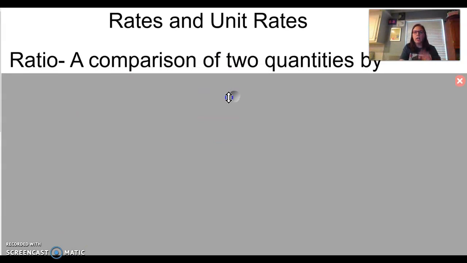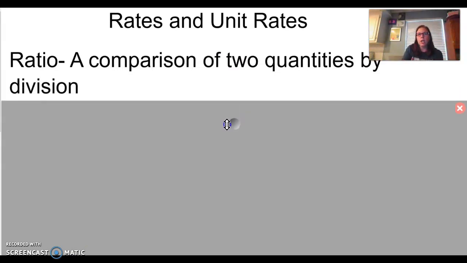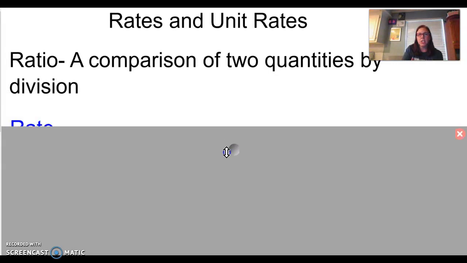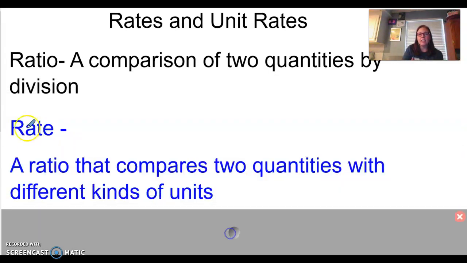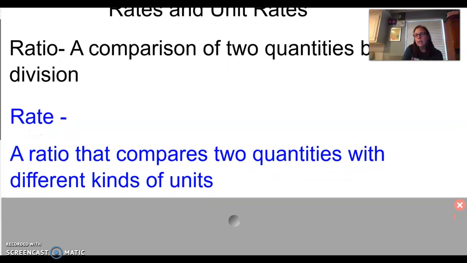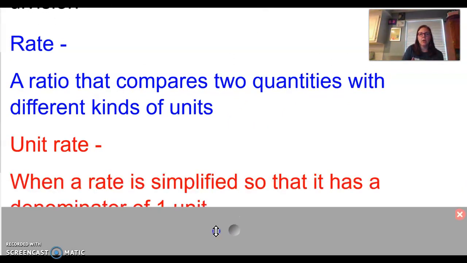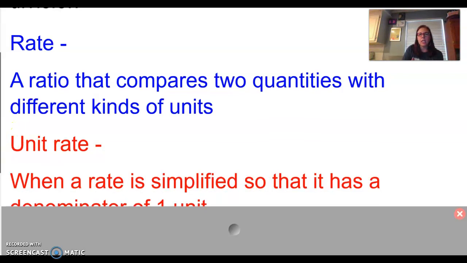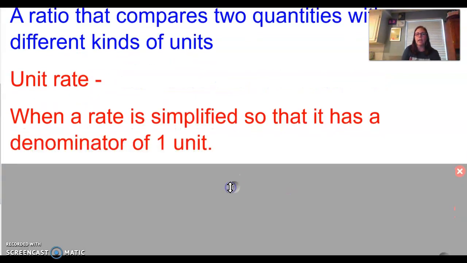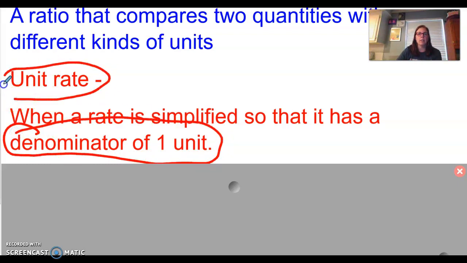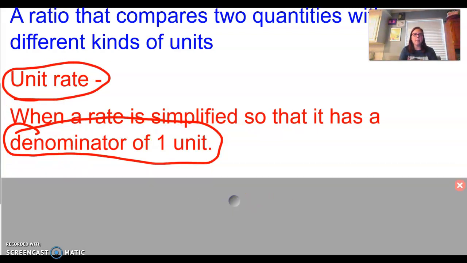Okay, so you do not have to write these down. A ratio is what we already talked about, a comparison of 2 quantities by division. A rate is very similar, it's just that it has units. We may say miles and gallons, or inches to feet. So a unit rate is a rate where the denominator is 1. This is what you have to write down. Unit rate has a denominator of 1 unit. That is important.